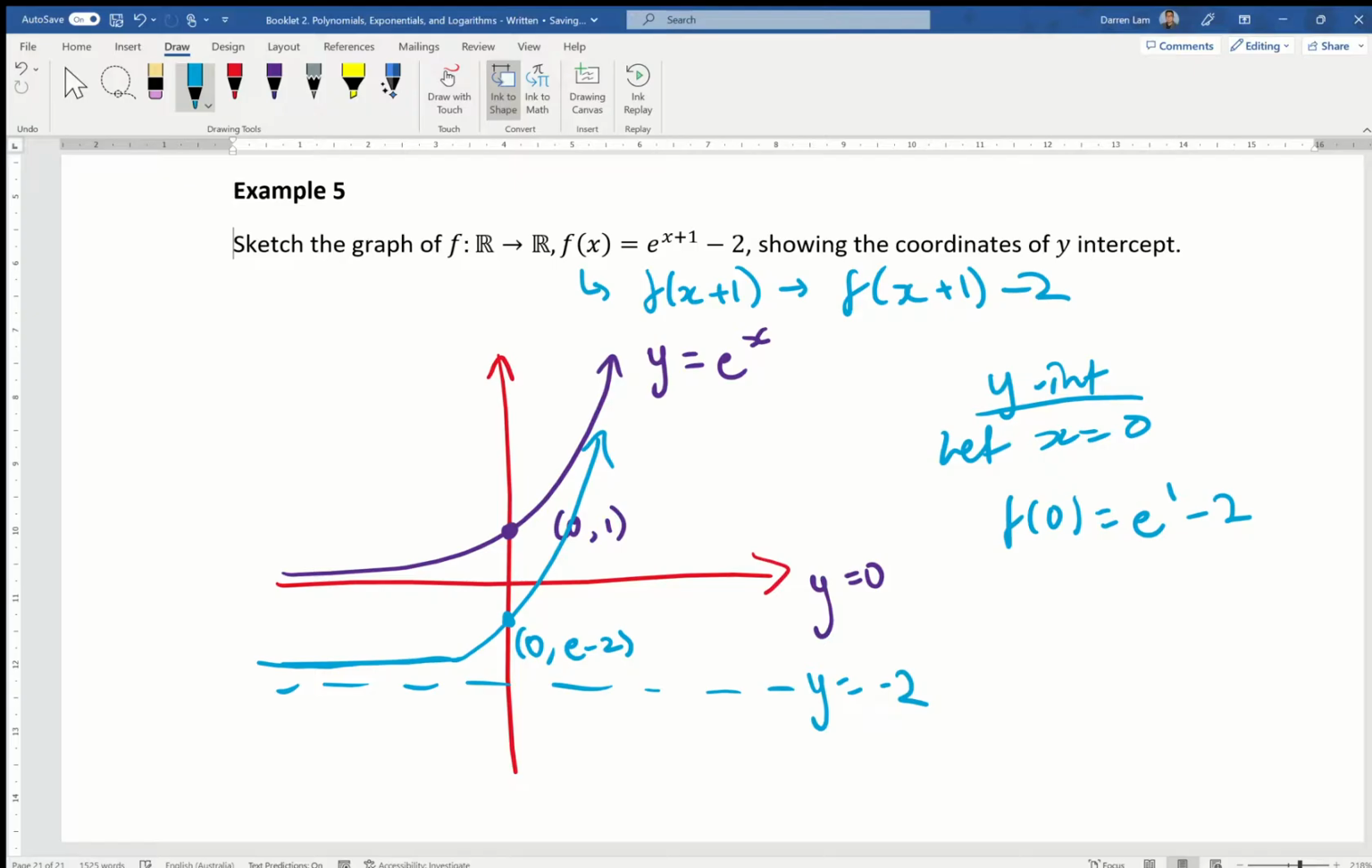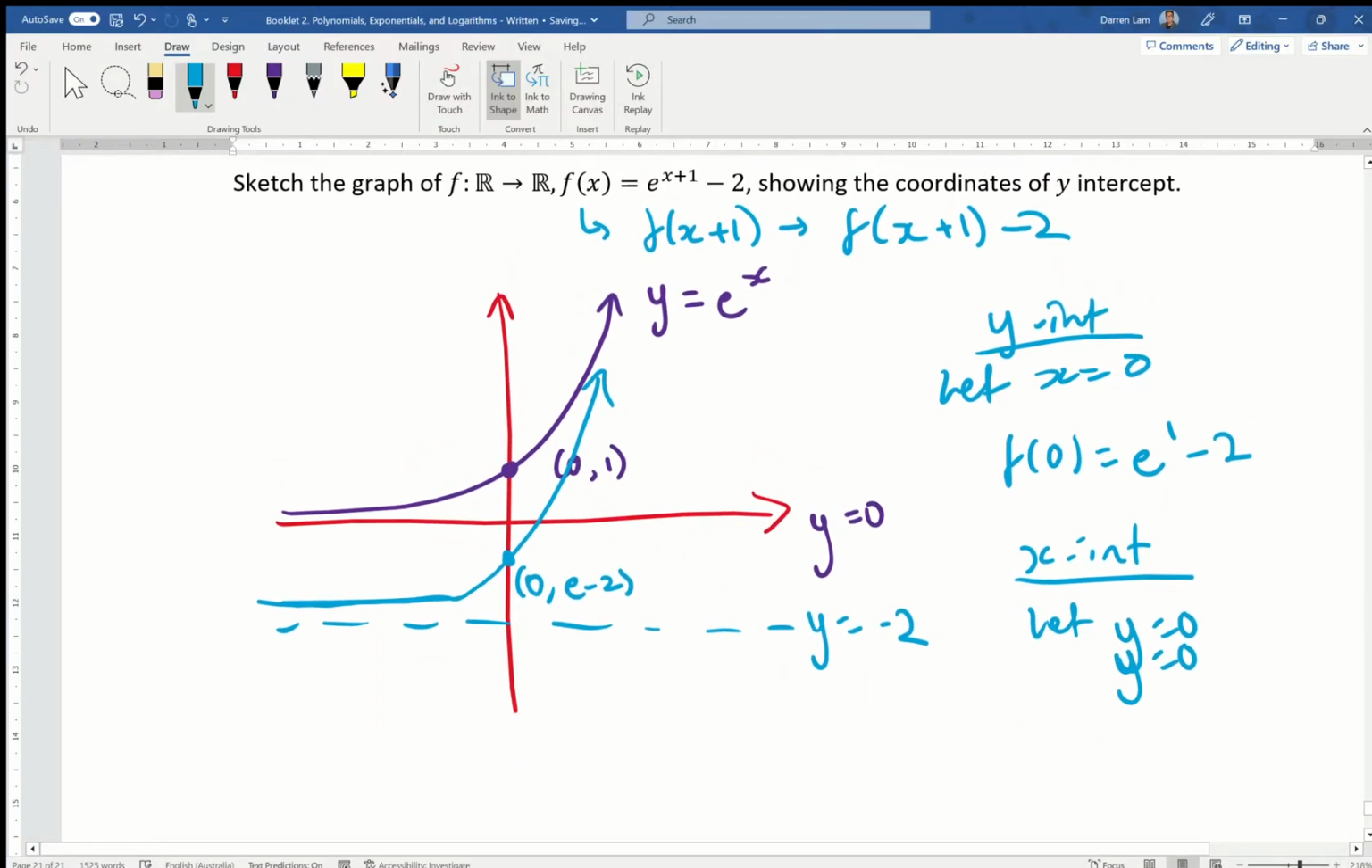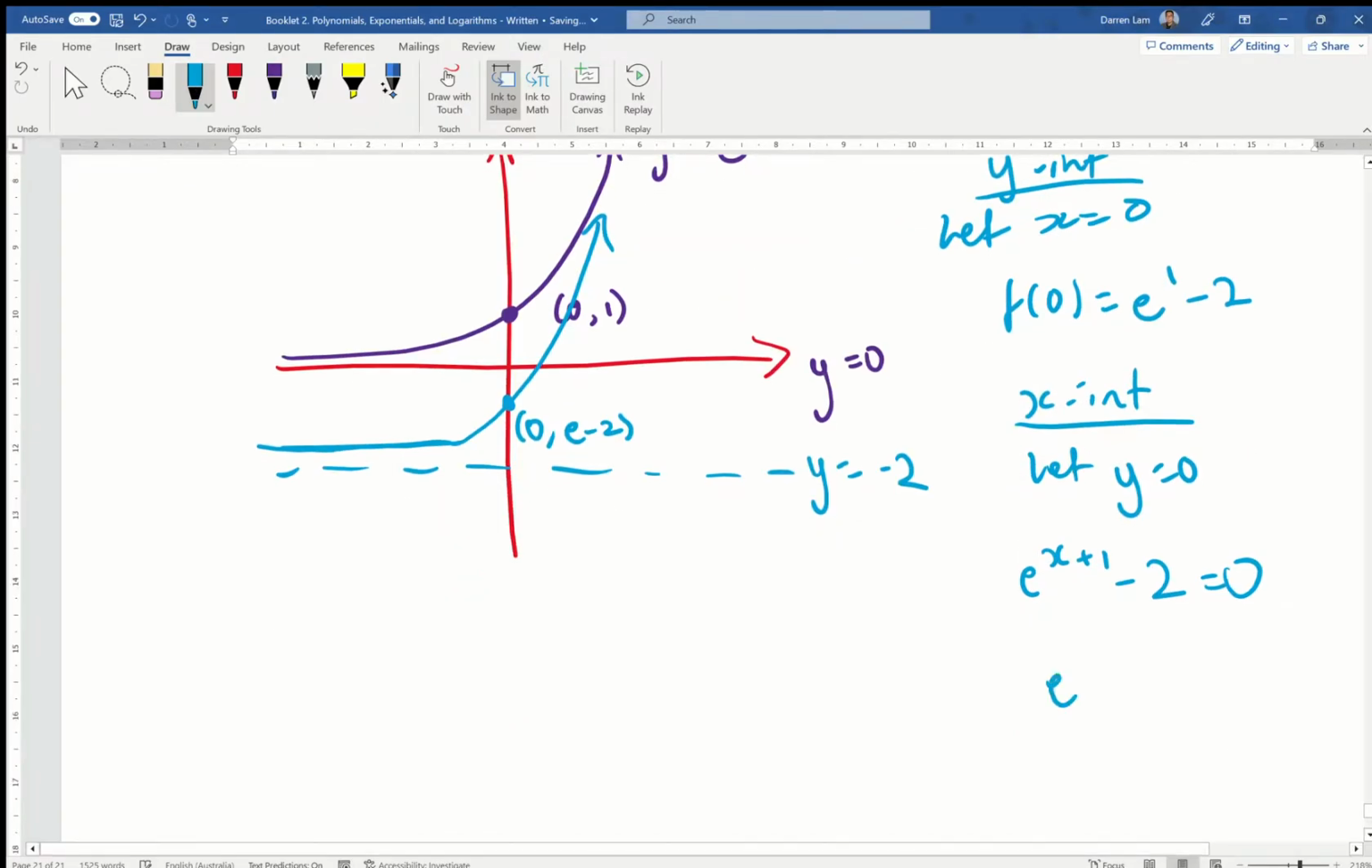To find the x-intercept, we let y equal 0, and we end up with e to the power of x plus 1, minus 2, equals 0. Plus 2 on both sides, I get e to the power of x plus 1 equals 2. I'm going too quickly. Then I'm applying my log. I'm rearranging, and I'm hoping we remember this step. If not, I definitely recommend going back to revise it. Log base e of 2 equals x plus 1.